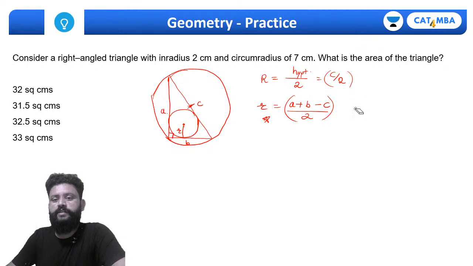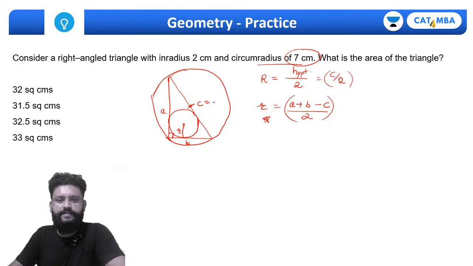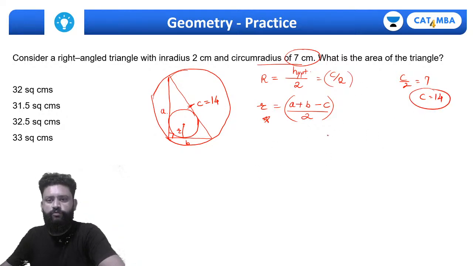So let's quickly finish it. So the value of C: circumradius is 7, means C has to be 14. C by 2 is 7, so C has to be 14. Okay, now we can have one thing.